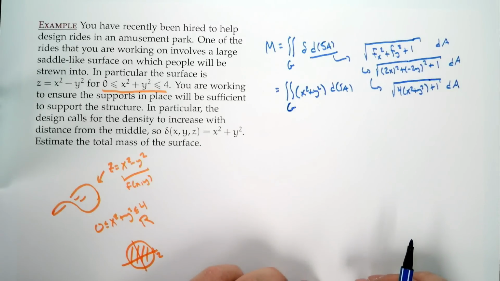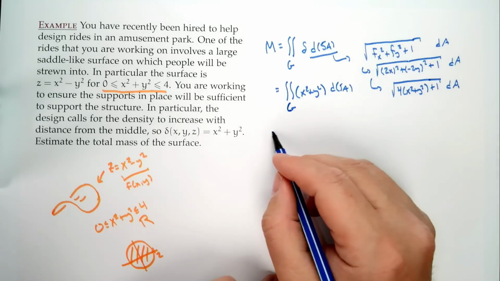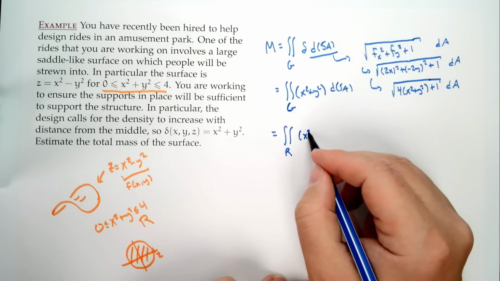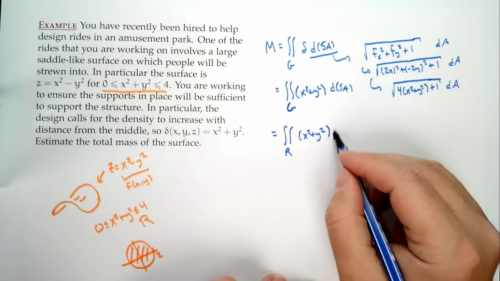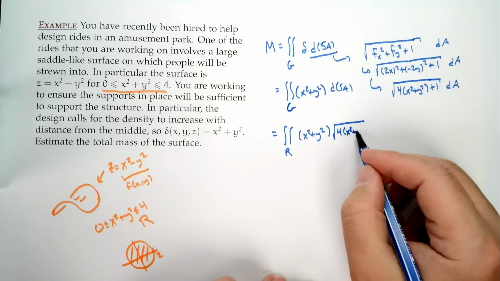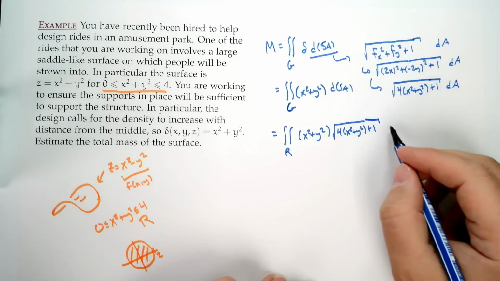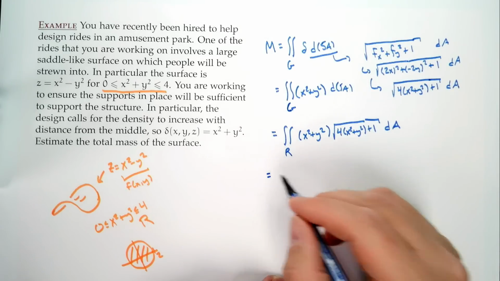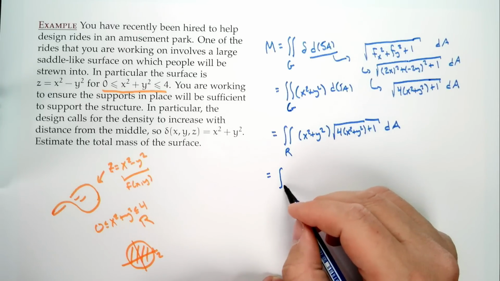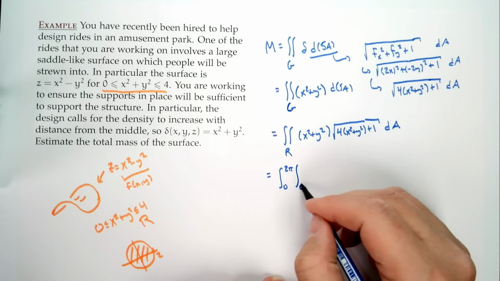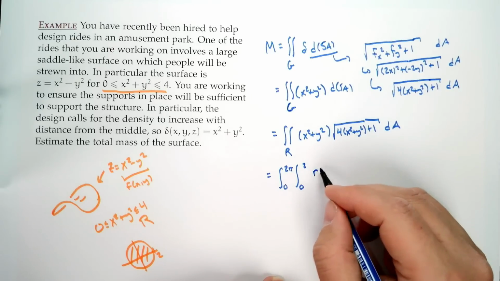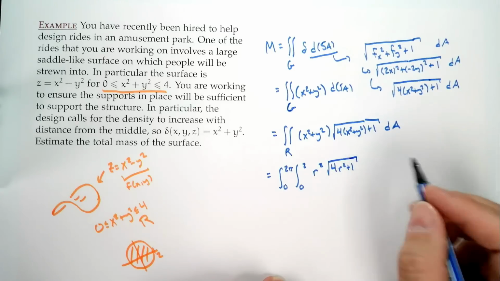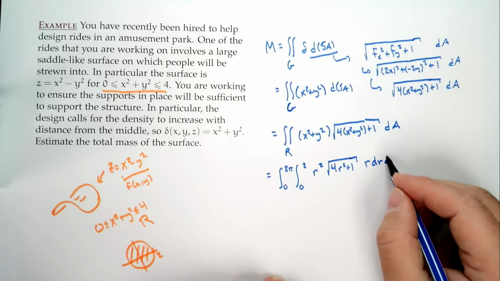And so we get the square root of 4 times x squared plus y squared plus 1 dA. Okay, so let's see where we get. So this is going to be the integral over our region of x squared plus y squared times the square root of 4 times x squared plus y squared plus 1 dA. Now, our region, being a circle, that should be a polar coordinate. So let's switch to polar. So we're going to go 0 to 2 pi, 0 to 2. Everywhere we see x squared plus y squared becomes r squared. So square root of 4 r squared plus 1. And of course, dA is r dr d theta.